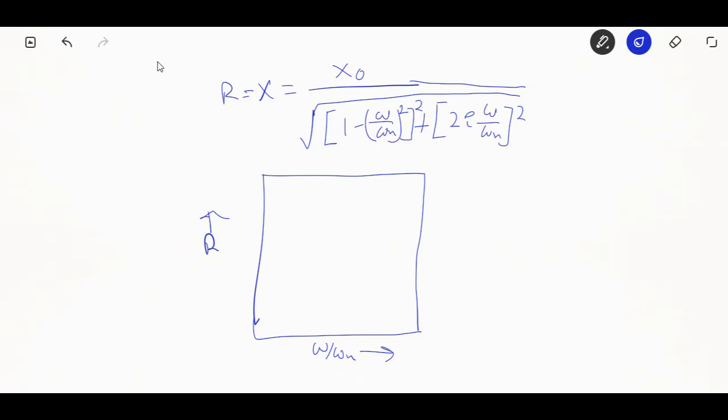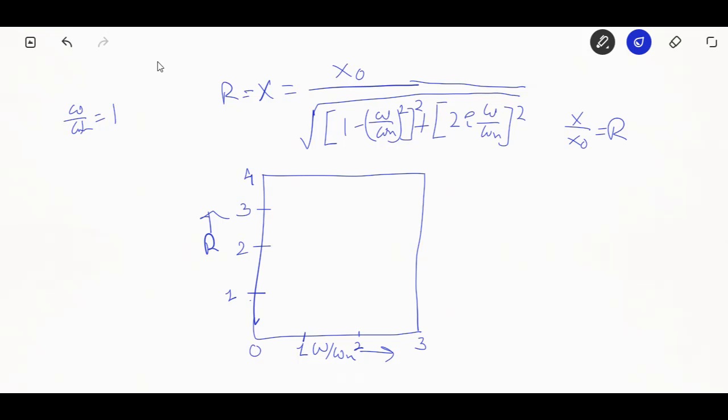Now if we say xi is 0, and omega by omega n is 1, that is the first case we will discuss. Also name it here, this is 1, this is 2, and this represents 3. It will be enough to discuss. Now for this situation, we have the ratio of x by x naught, this is r. So here it is 1, 2, 3 and 4.